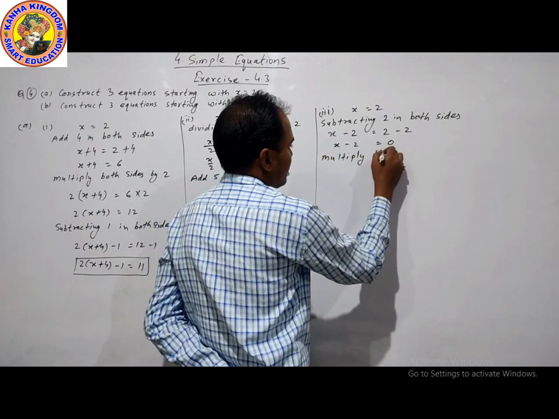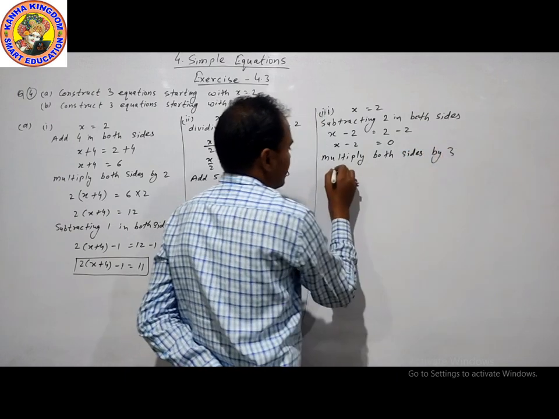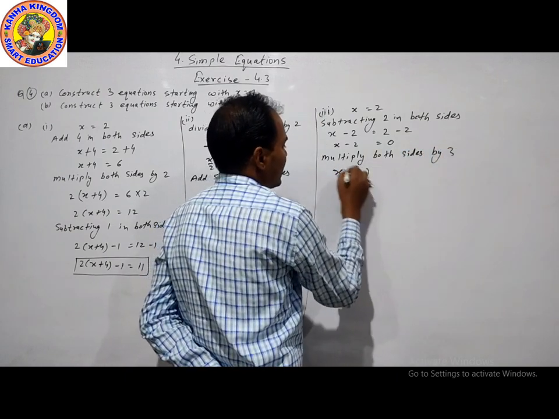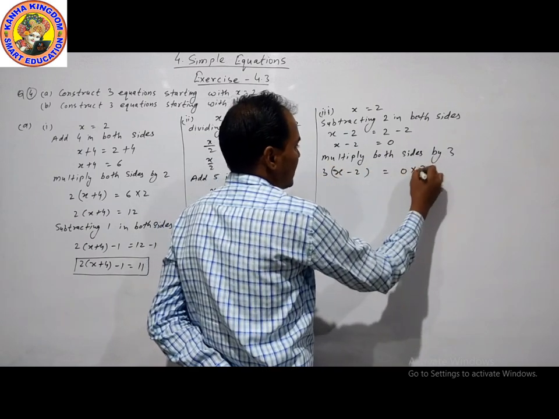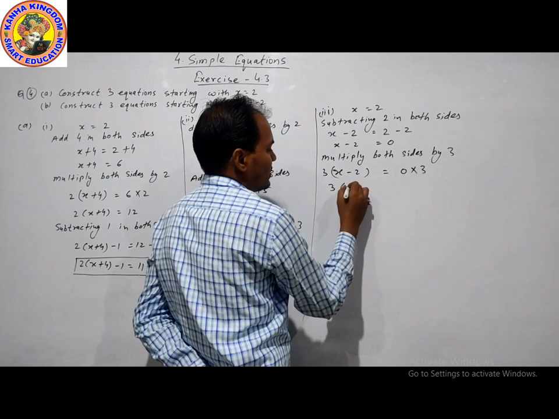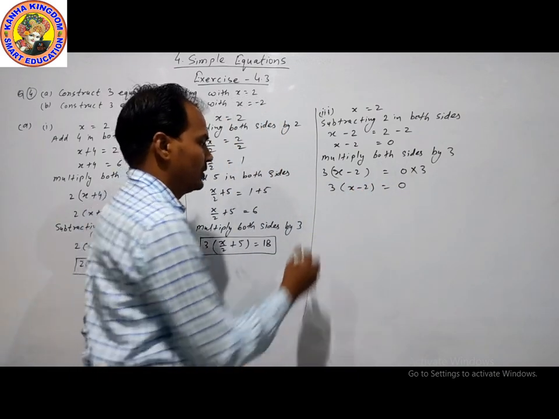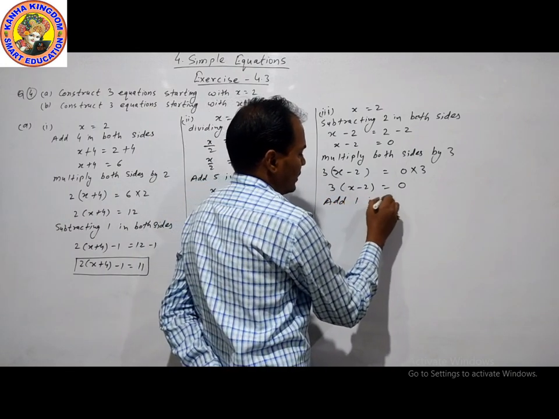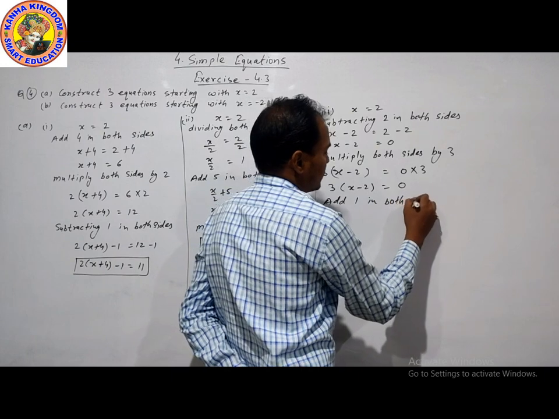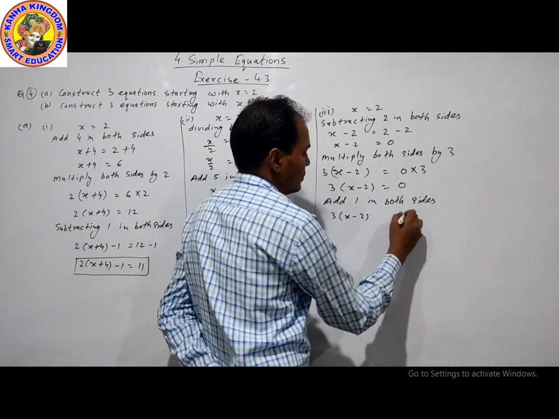Multiply both sides by 3. So here is x minus 2 is equal to 0, multiply by 3 and multiply by 3. The equation is 3 into x minus 2 is equal to 0. Now add 1 in both sides. 3x minus 2 is equal to 0.